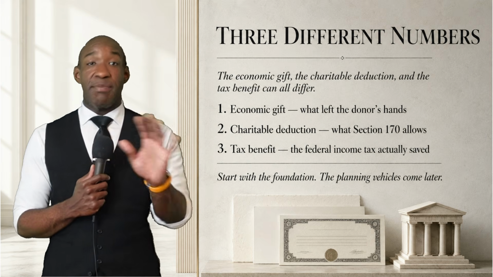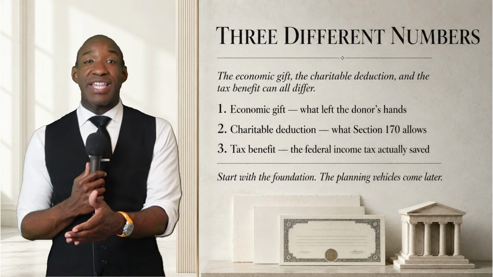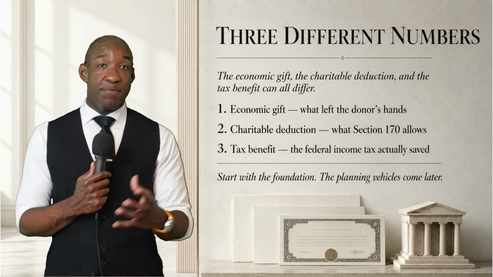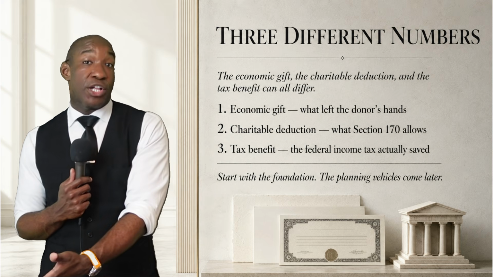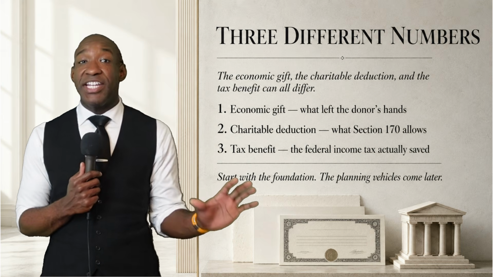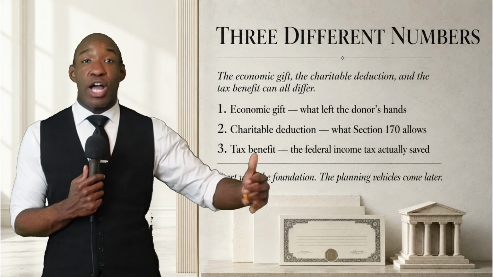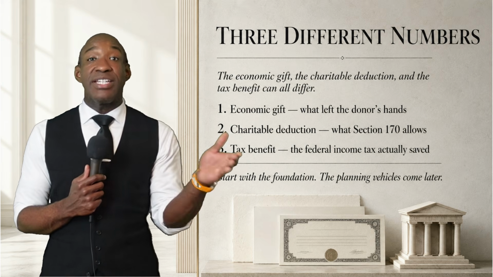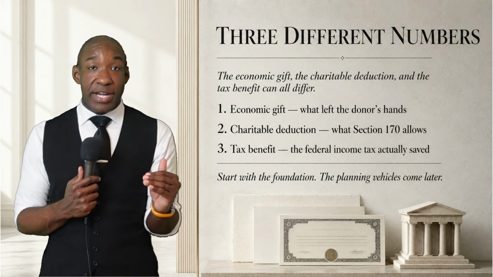Those 3 numbers can be different. A donor can transfer property worth $100,000, but receive a deduction of only $20,000 because basis controls. A donor can have a valid $100,000 deduction, but only use part of it this year because an AGI ceiling applies. And a donor can deduct $100,000 without saving $100,000 of tax because a deduction reduces taxable income. It is not a dollar for dollar credit.